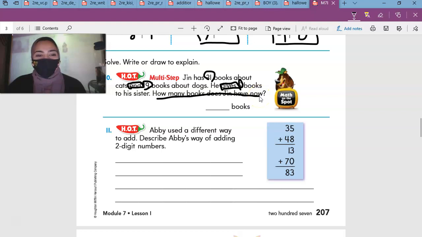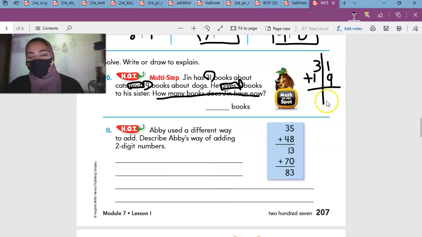Okay. So this is a 2-step problem. Jen has 31 books and 19 books. What does and mean? Add. So 31 plus 19. This is a 2-step problem. It tells you. It says multi-step. That means 2-step or more than 2 steps. Okay. We're going to add 31 plus 19, elevator, escalator.